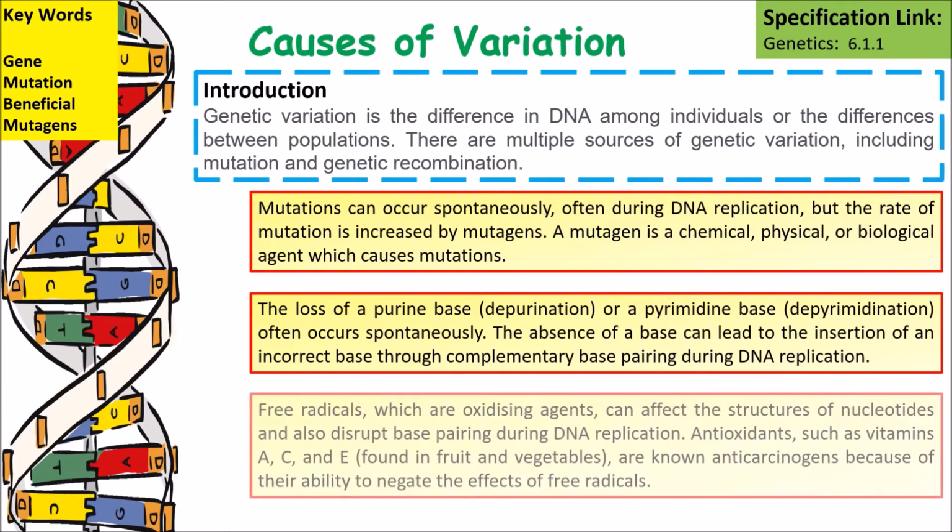Free radicals, which are oxidizing agents, can affect the structure of nucleotides and also disrupt base pairing during DNA replication. Antioxidants, such as vitamins A, C, and E, are known as anticarcinogens because of their ability to negate the effects of free radicals.